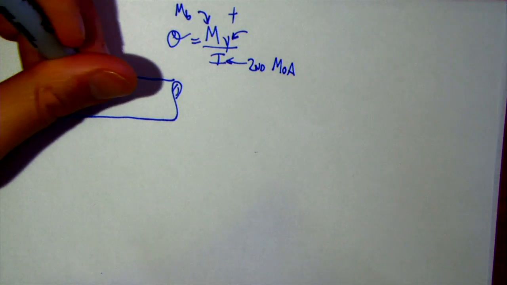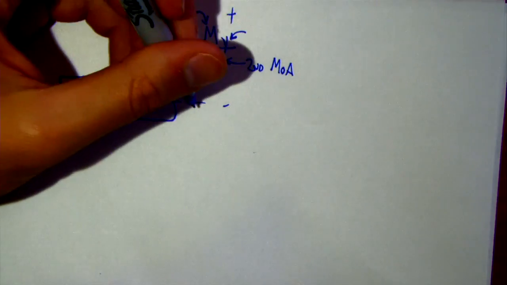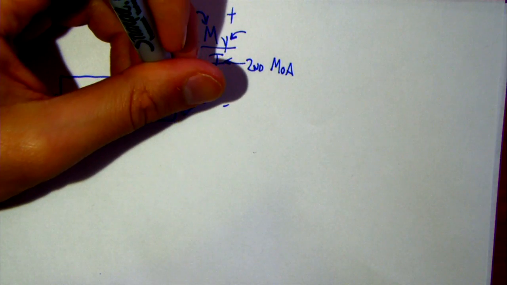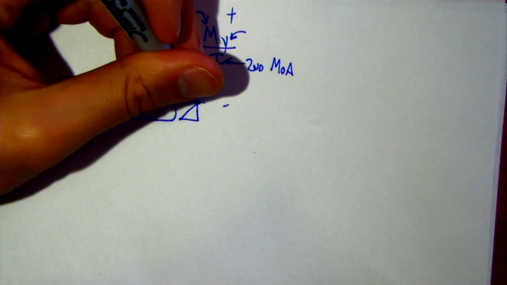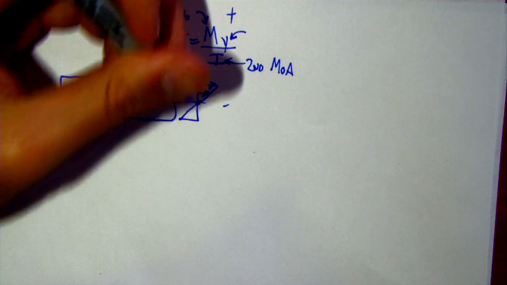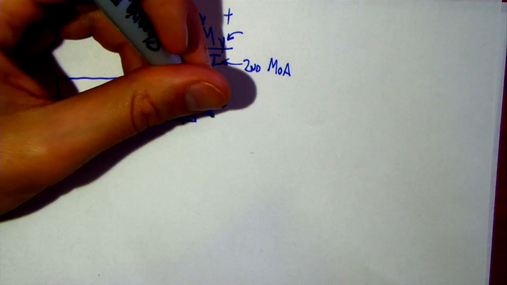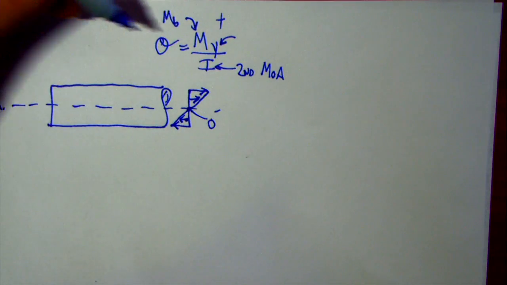So this little beam here, you can say if this is my neutral axis, then my normal stress distribution, this is in bending, something like this, where it's a maximum at the top and at the bottom, and it's 0 at the neutral axis.